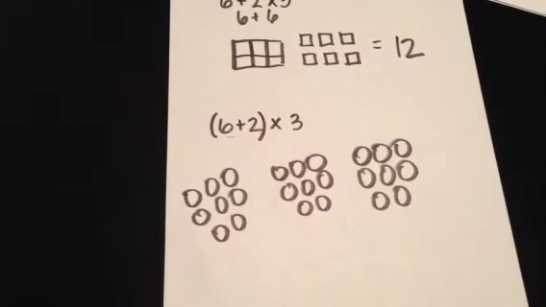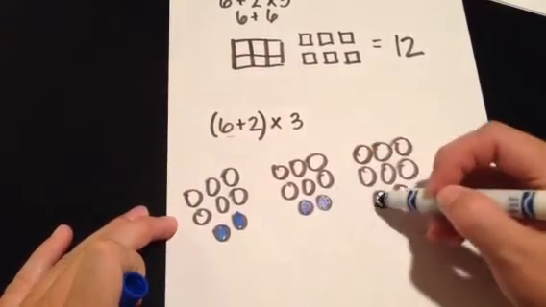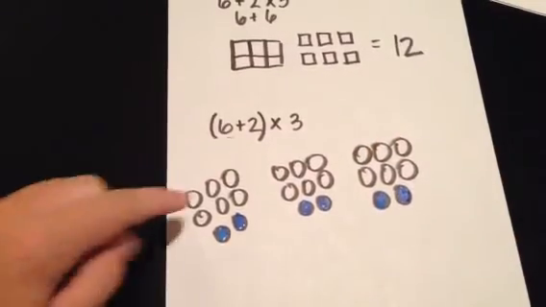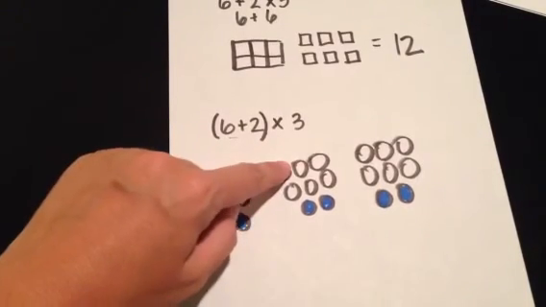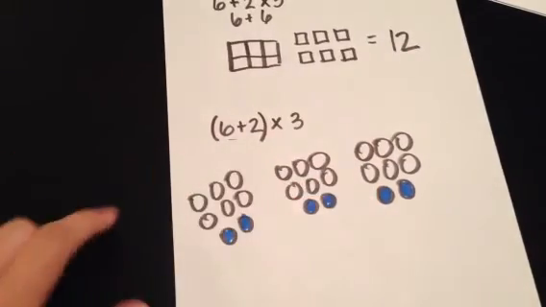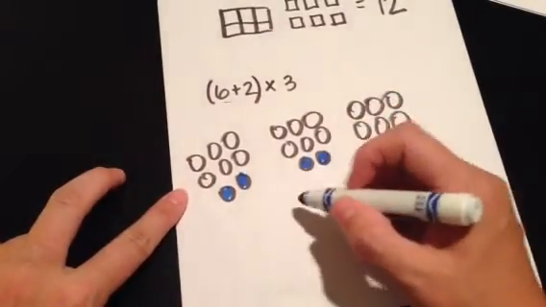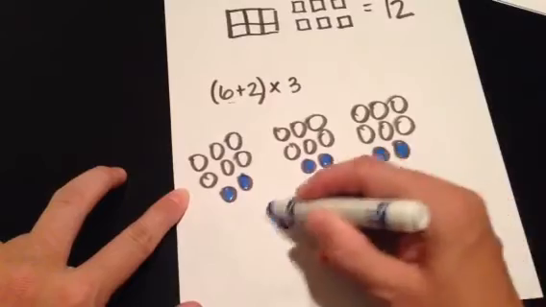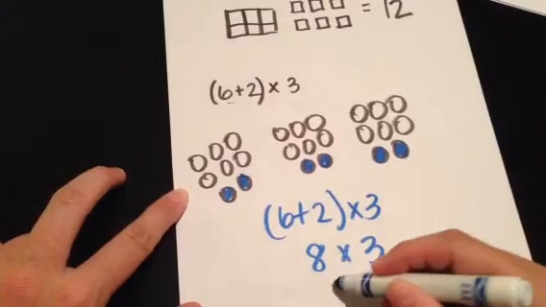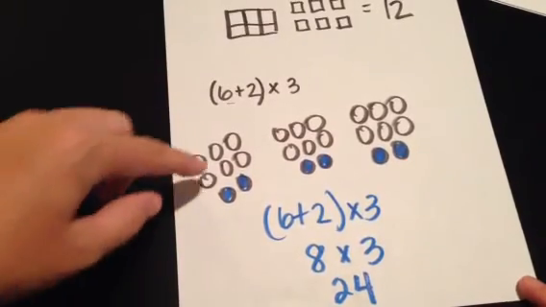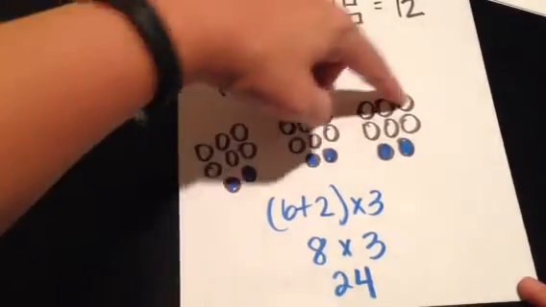And you actually would want to go through and separate those somehow. I'm going to color them in. So in each group, so here's one group, I can see that there are 6 white circles and 2 blue circles. 6 white circles, 2 blue circles, 6 white, and 2 blue. So I'm showing you 3 groups of 6 plus 2. And if we were to solve that, 6 plus 2 is 8. Copy the rest, and 8 times 3 is 24. So we have 8, 16, 24.